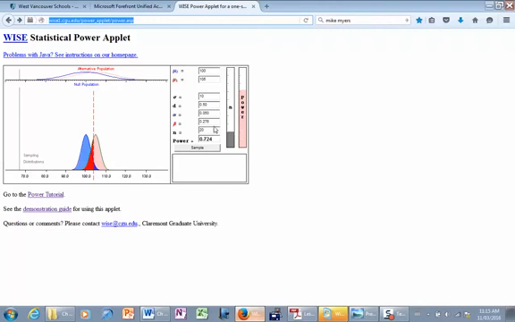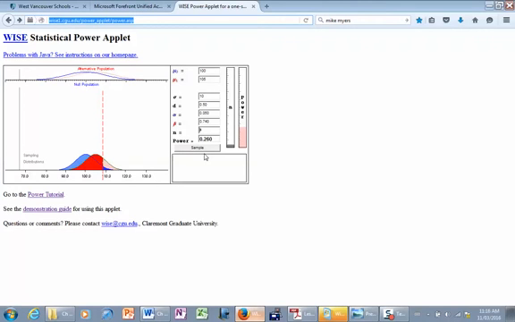So let's have a look. If I changed n to 4, what is the power when n is 4? There. So you can see power is 26%, and beta error then would be 74%, as we can see there. So 1 minus 0.26.